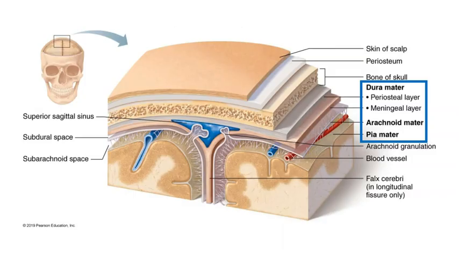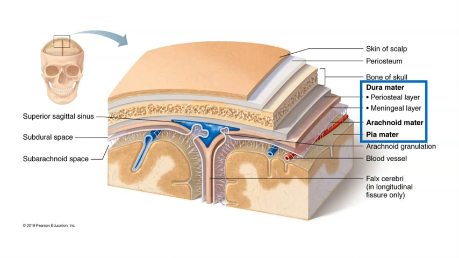So from external to internal, the meninges consist of the dura mater, the arachnoid mater, and the pia mater. The dura mater is a thick, tough, and leathery covering that forms the superficial-most layers of the meninges. And its name actually means the tough mother because of its very tough characteristics, or its very tough strength.